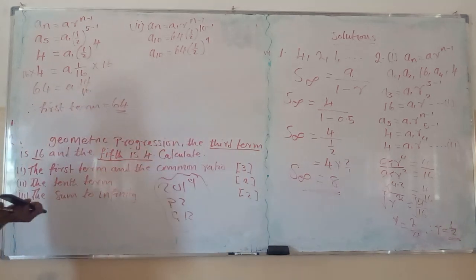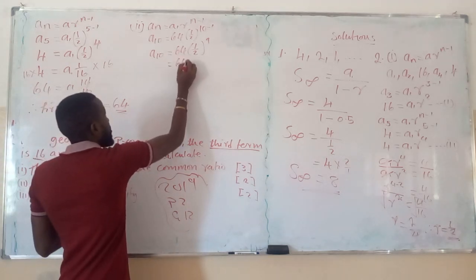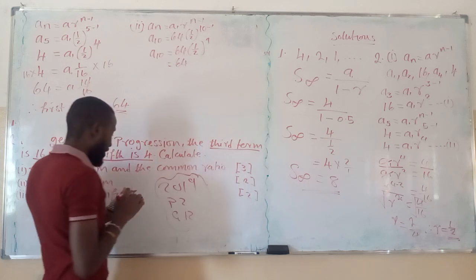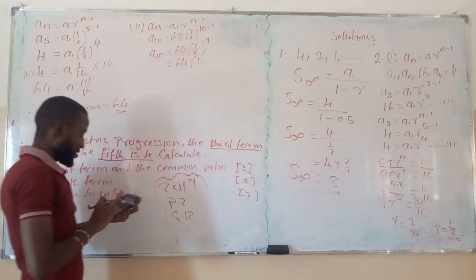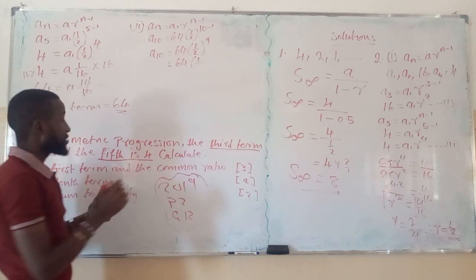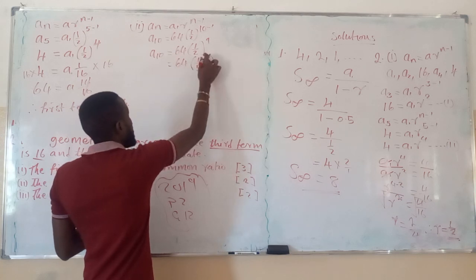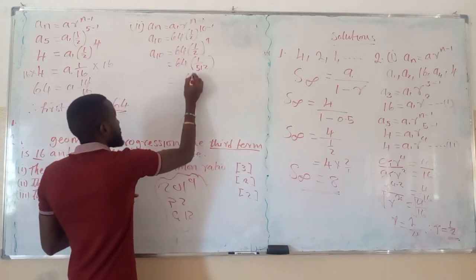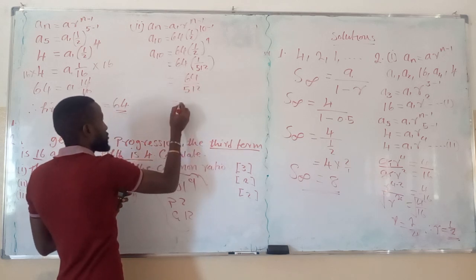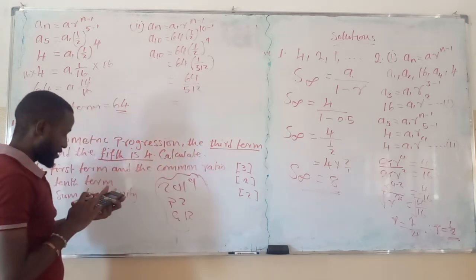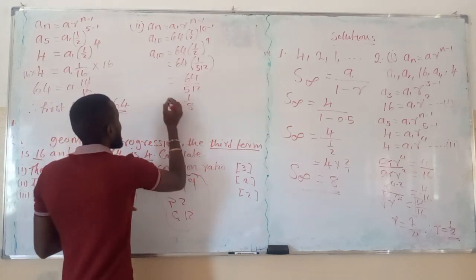1 over 2 to the power 9. Then we simplify that part by simply saying 64, 1 to the power 9, it is 1. 2 to the power 9, what is 2 to the power 9? That is 512. Then 64 by 1, 64 divided by 512. So we have our answer to be 1 over 8.